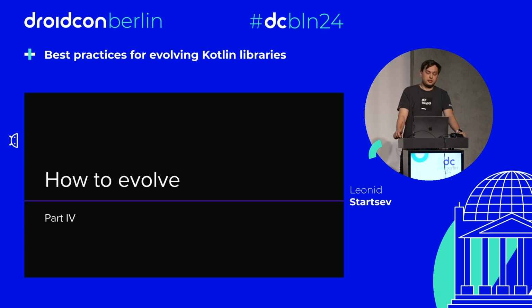And the last thing we are going to talk about today is how to evolve, how to add new things to a library, because we should do it. We can delete and deprecate everything, but we should also add new things.